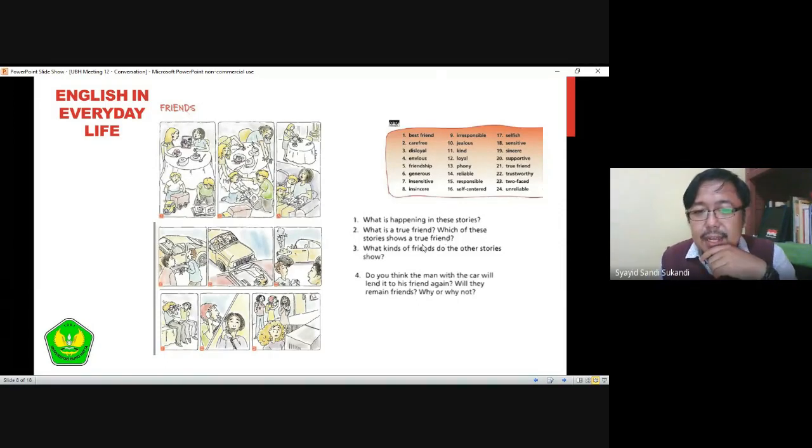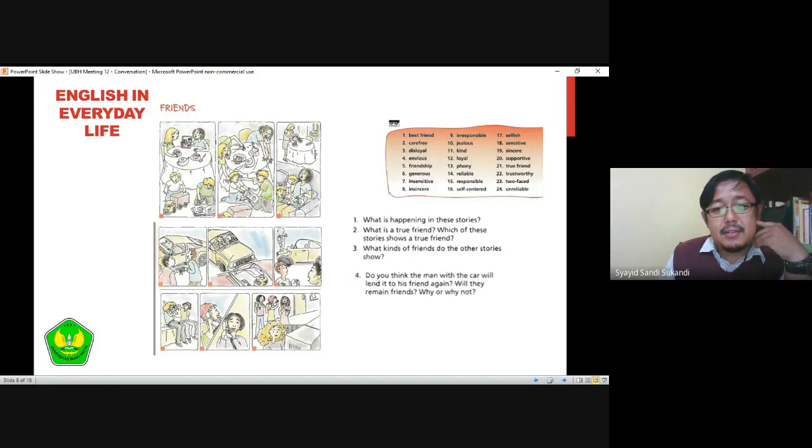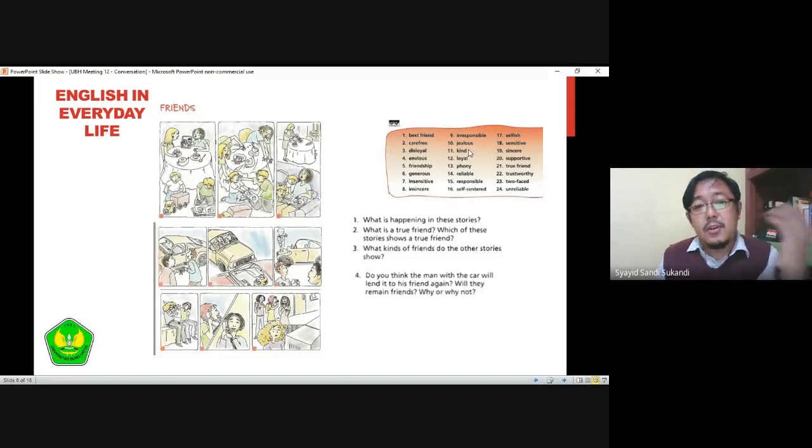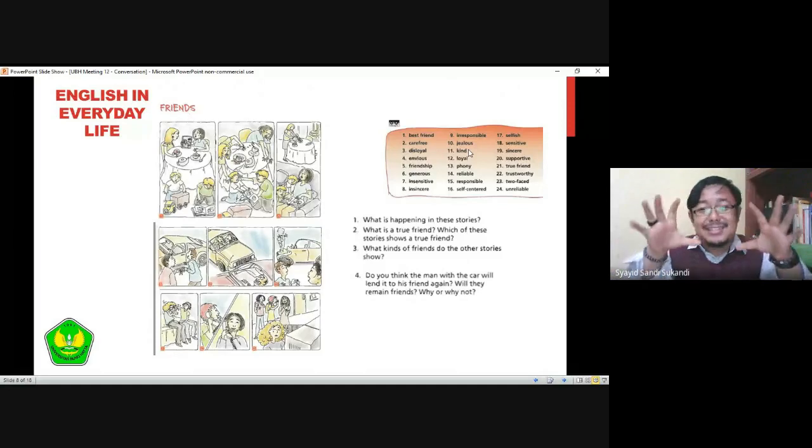Right. And then, which of these stories shows a true friend? Which one is a true friend? I think the first one, this picture, it's a true friend, because she helped her friend take care of these two children, while the other friend is making tea or a cake, things like that. For me, the first one is kind, that you can accept your friend, and your friend can accept you the way you are. Not your face, not your hair, not if you're fat or skinny, it doesn't matter, that you are kind.